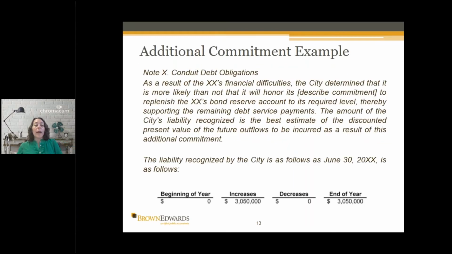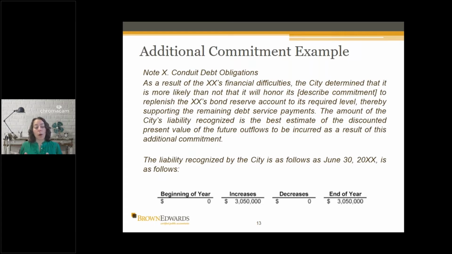You would also add 2 paragraphs to the general note disclosure that you would already have. So here's an example that was given by GASB. As a result of excess financial difficulties, the city determined that it's more likely than not that it will honor, describe the type of commitment, replenishing, in this case, the bond reserve fund, and therefore supporting the remaining debt service payments. The amount of the city's liability recognizes the best estimate of the discounted present value of future cash flows. The liability by the city is recognized as follows, and then you include a roll forward.